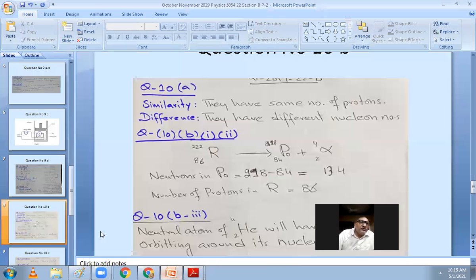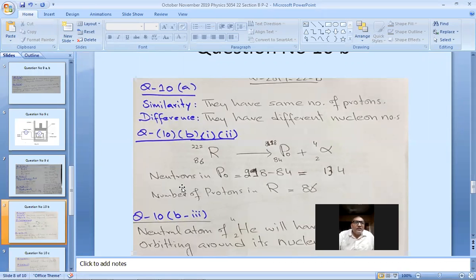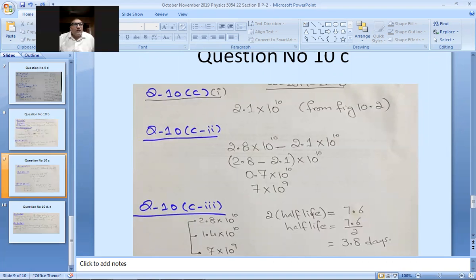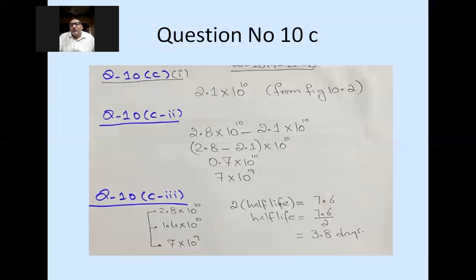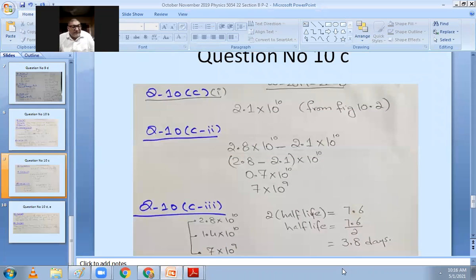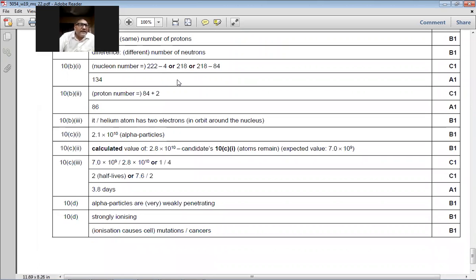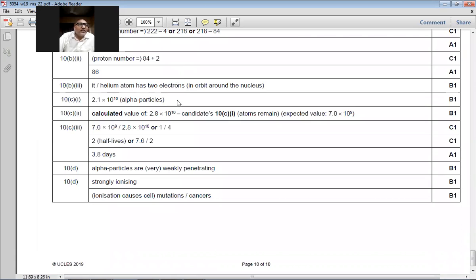Let me show you. From figure 10.2, this number is coming from that graph. That is 2.1 x 10 to the power 10. 2.1 x 10^10 is the answer. Okay, so let's check the marking scheme also. The marking scheme says 2.1 x 10^10 alpha particles. This is coming from that graph, very simple.